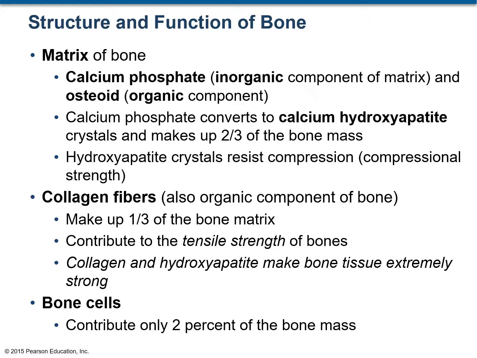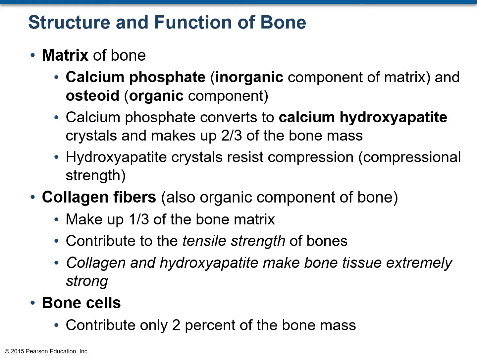The extracellular matrix of the bone consists of an organic and an inorganic component. The organic part is known as osteoid, while the inorganic part is made up of calcium phosphate. Now in the bone, the calcium phosphate converts into a really hard crystal of calcium hydroxyapatite, and this makes up 2/3 of the bone mass. And it is these hydroxyapatite crystals that provide the bones their compressional strength.